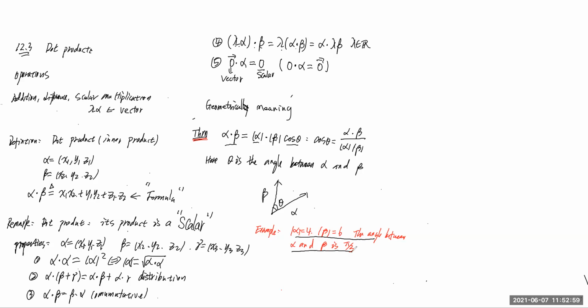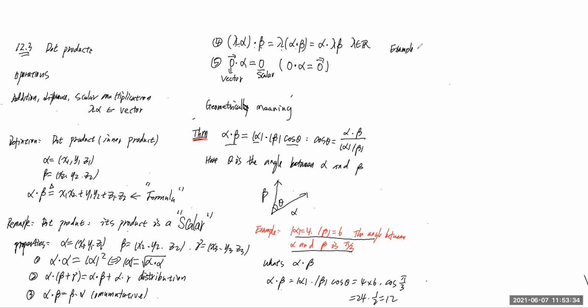So, what's alpha dot beta? Alpha dot beta is this, length times length times cosine theta. So this is 4 multiplied by 6, and the cosine of pi over 3, which is a half. 24 times a half, so the answer is 12. Okay, so this is about this example. And then example 2.